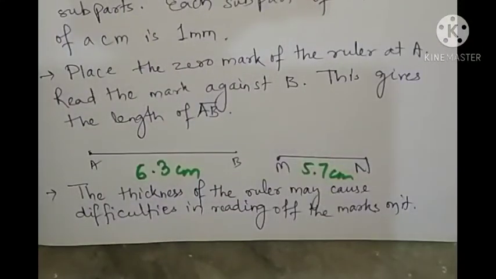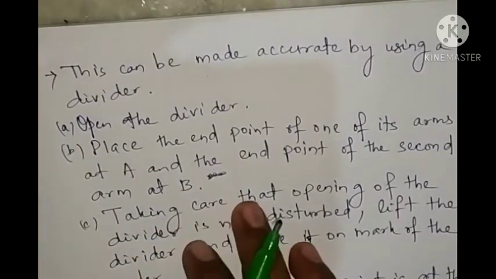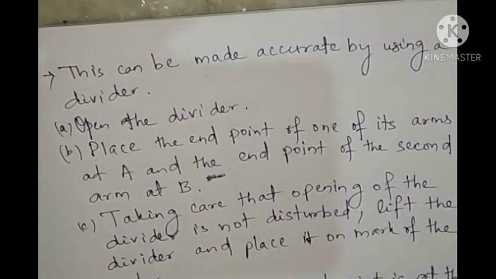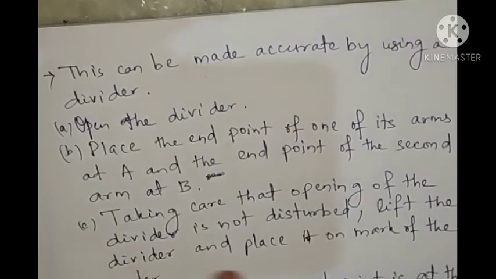Okay, so the thickness of the ruler may cause difficulties in reading of the marks on it. By this thickness of the ruler you cannot read properly the mark. So it is better to use the divider along with the ruler. So this can be made accurate by using a divider. Open the divider, place the end point of one of its arm at A and the end point of the second arm at B, taking care that opening of the divider is not disturbed.